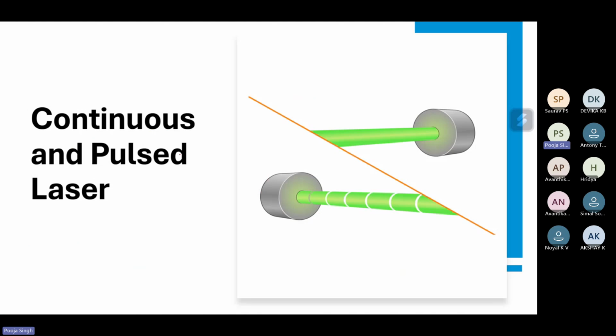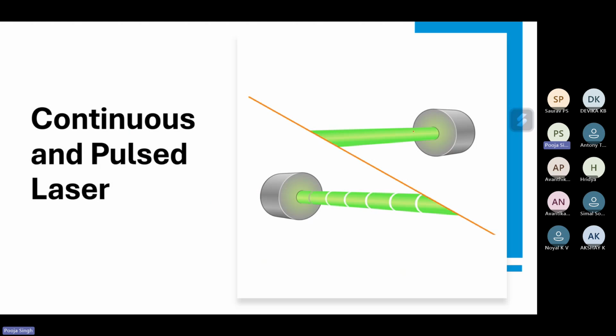Now we are going to start another topic which is important and a part of the laser: the continuous and the pulse laser. From the name itself we can say continuous means you have continuous intensity of the light source without any variation. Pulse laser means you have the light for some time, then it does not emit, then again the pulse starts. From the figure itself you can understand.